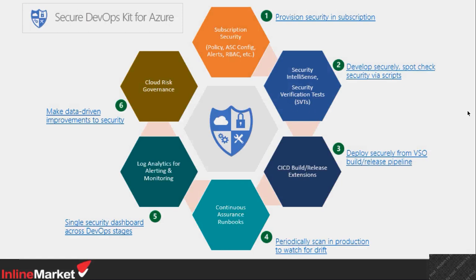So for the scope of this webinar, we will mainly focus on focus area 1, focus area 2 minus security intelligence, and 4 and 5. So we can possibly look to cover CI/CD build release extensions and cloud risk governance in future webinars. But based on the time, hopefully we will be able to cover 1, 2, 4, 5 in the demo today.